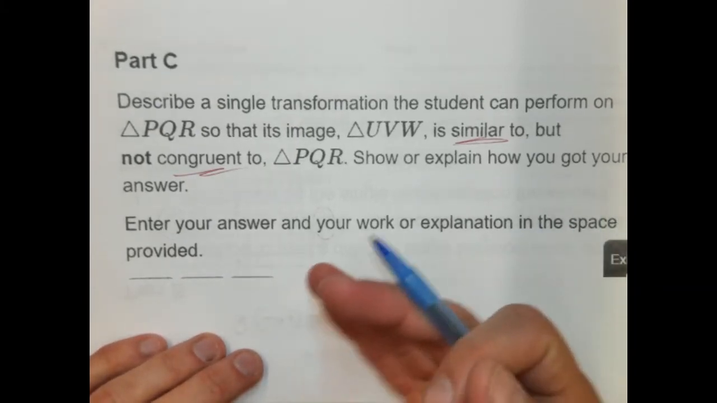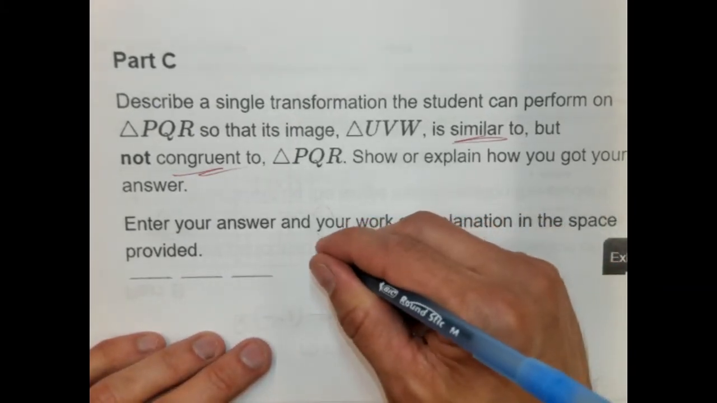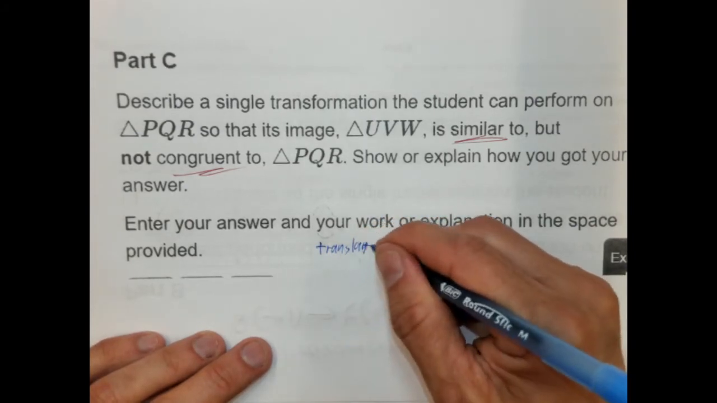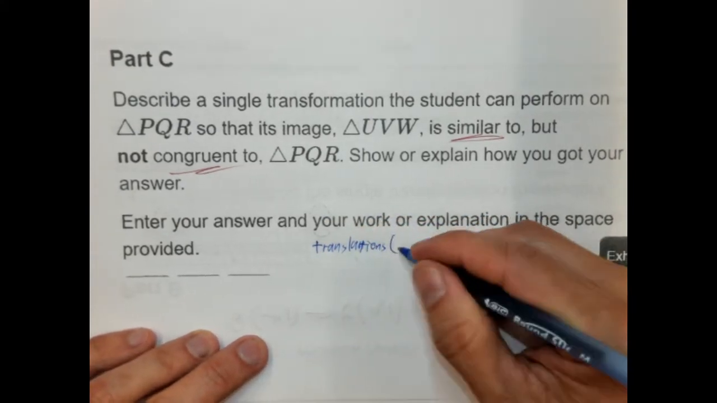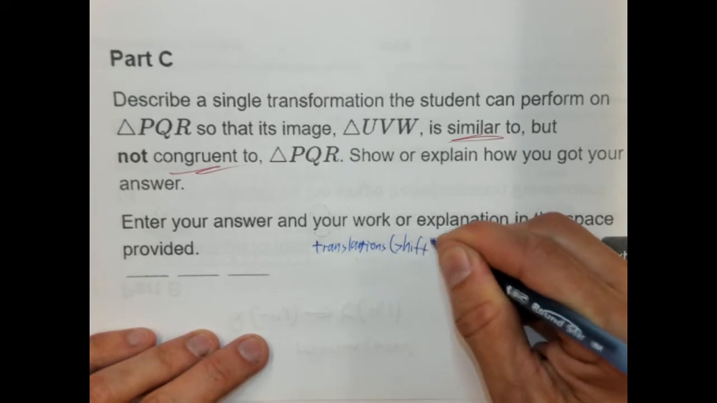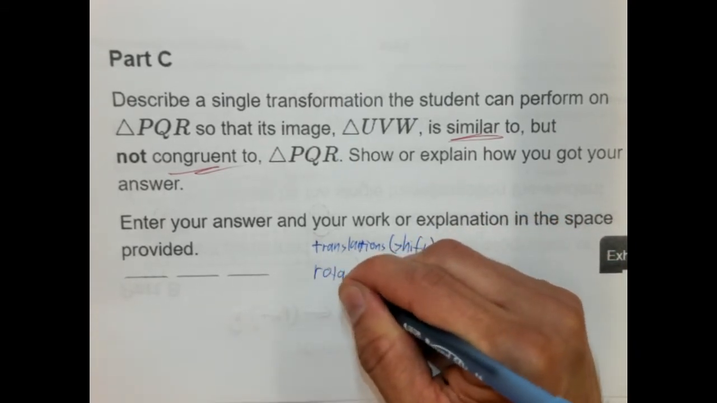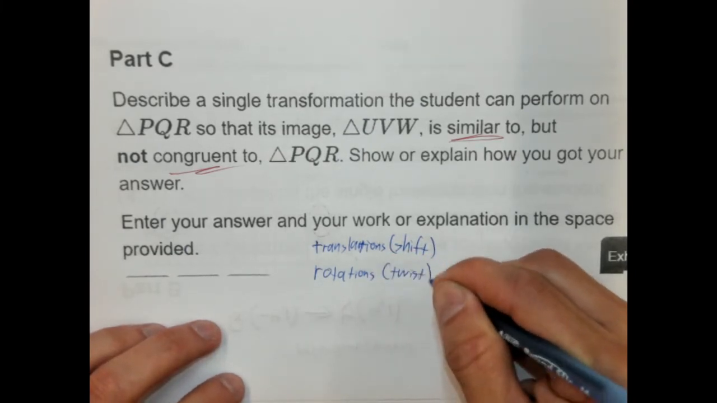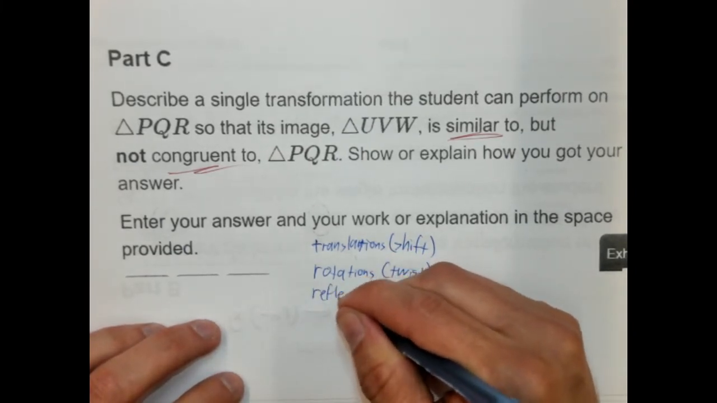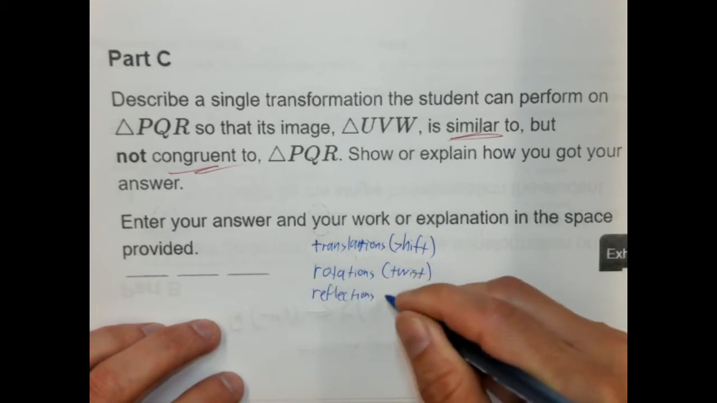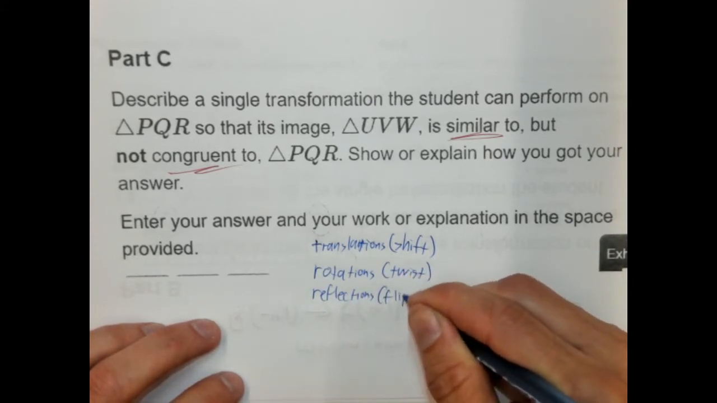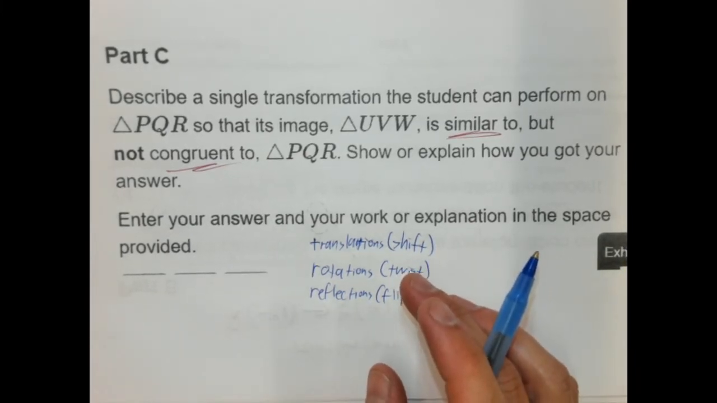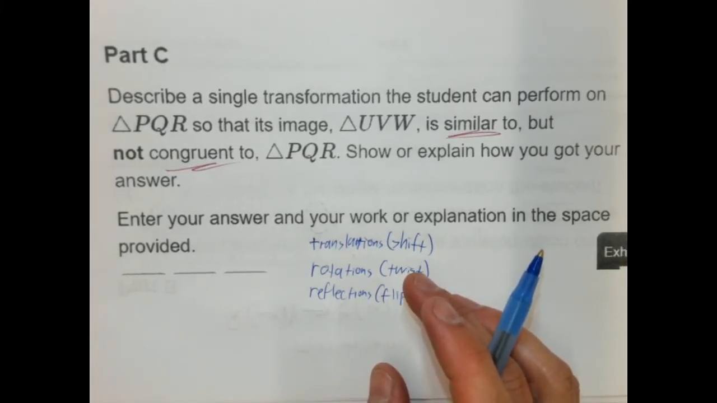Here's what we're going to do. We have to remember there are three rigid transformations. There are translations, that's a shift. There are rotations, that's a twist. And there are reflections, and that's a flip. Those all preserve congruency. They keep the two figures the same shape and same size.